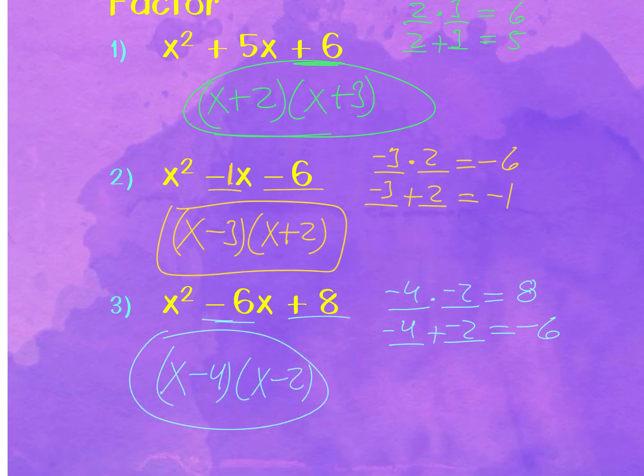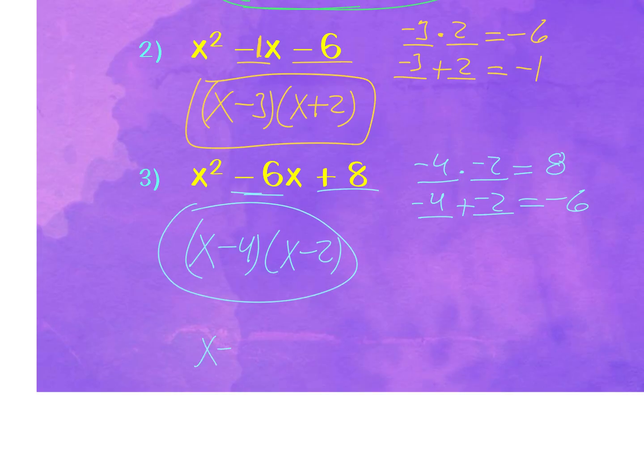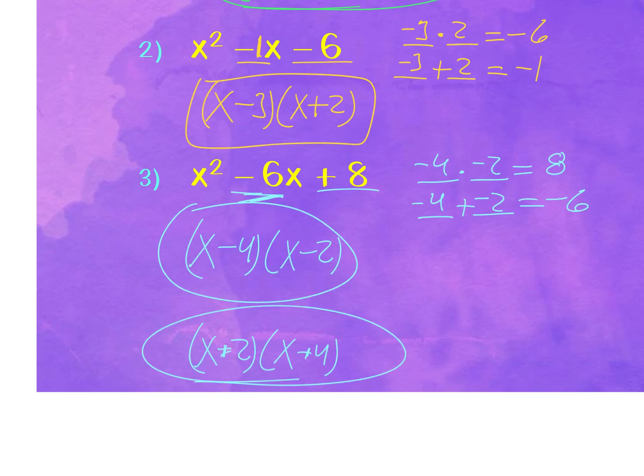Some people ask, does the order matter? Can I write it as x minus 2 and x minus 4? That is absolutely fine. It doesn't really matter the order in which you do it. Just be careful with the signs. It's not okay to say that this is, I don't know, plus plus, for example, because those don't add to the middle term. So that's not okay, but switching the order of them is fine. I can say x minus 2, x minus 4. That's perfectly fine.